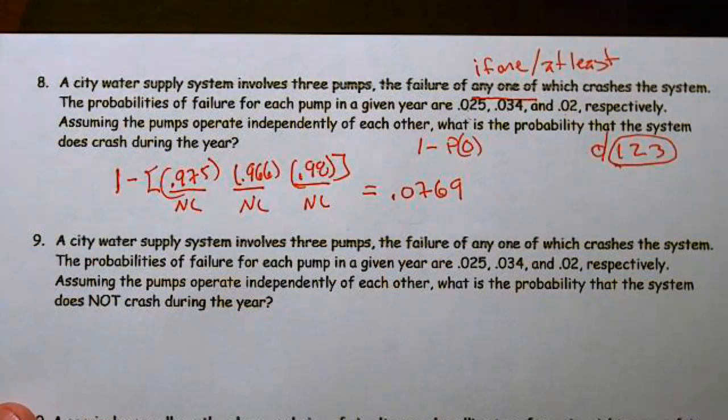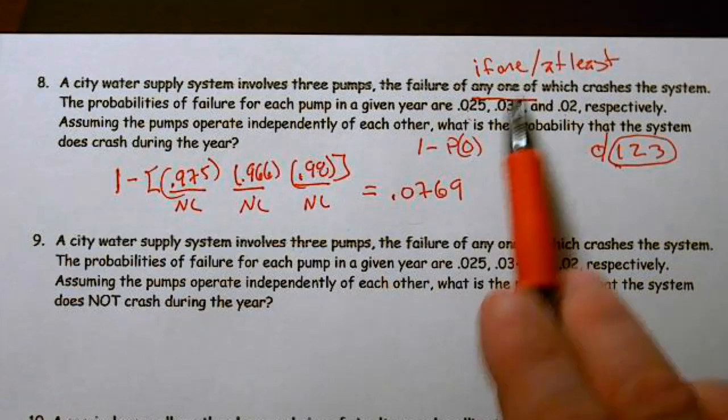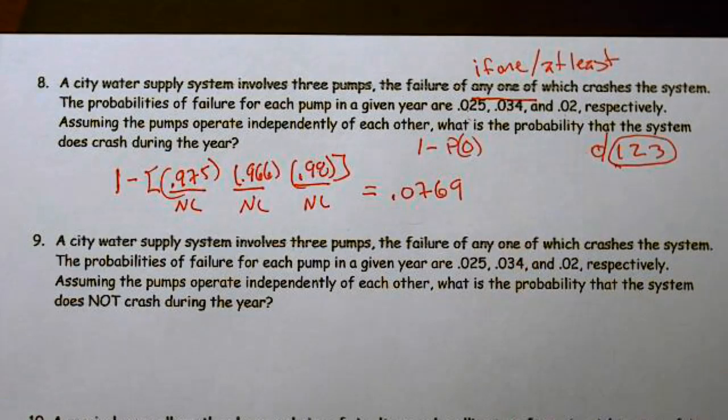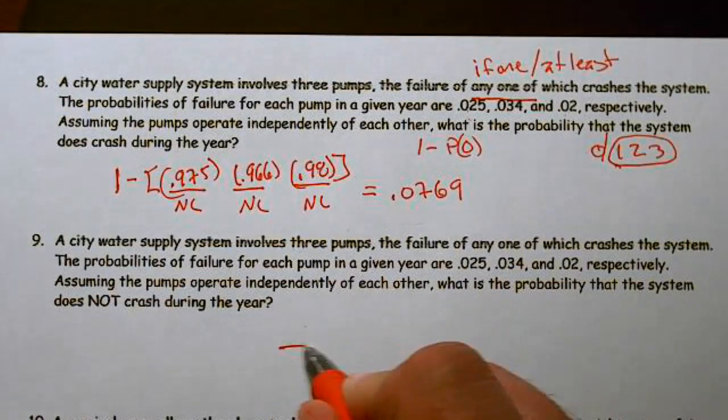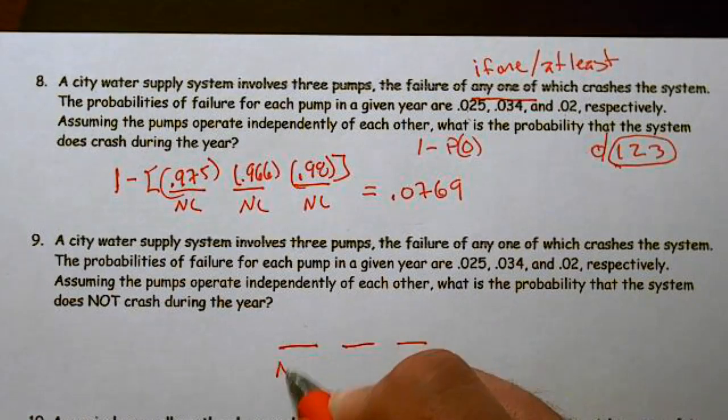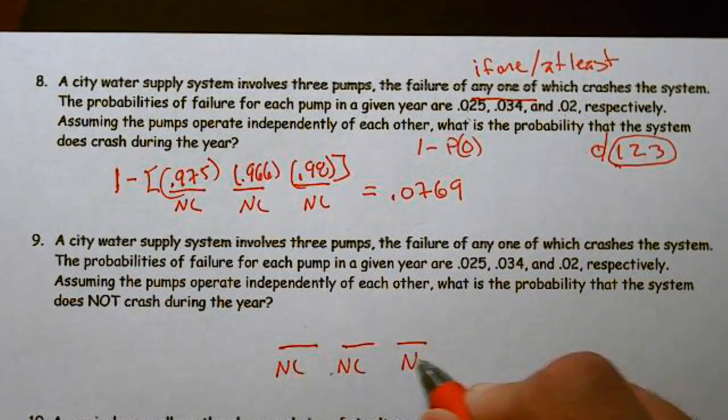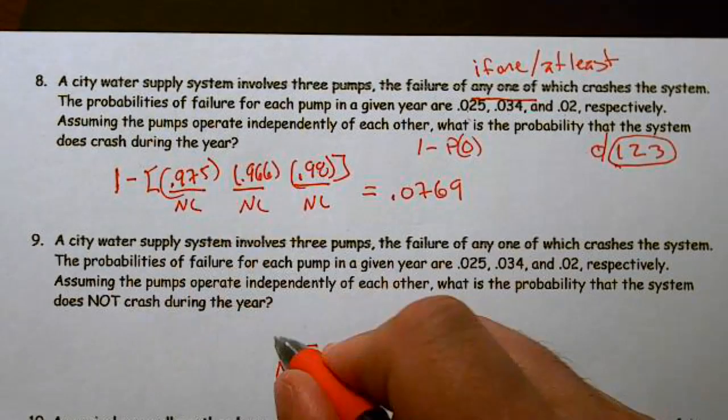So as we continue on, a city water system involves 3 pumps, the failure of any one of which crashes the system. So once again, we're working with that same "if one" or "at least one." The probabilities of failure for each pump are the same. Assuming that the pumps operate independently, what is the probability that the system does not crash? Well, that one's easy because basically we're looking for 1, 2, 3, not crash, not crash, and not crash. Oh, well, we already did that.